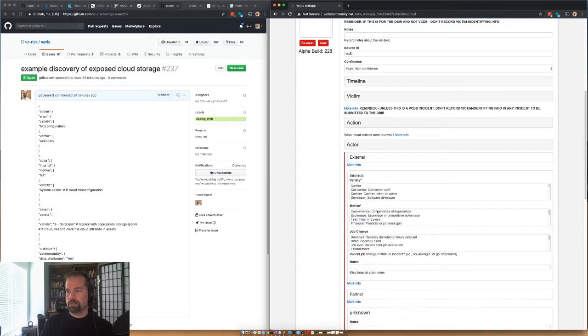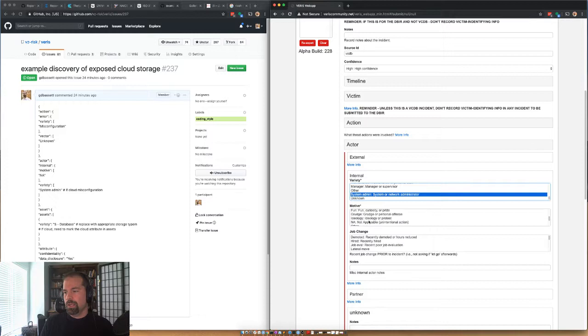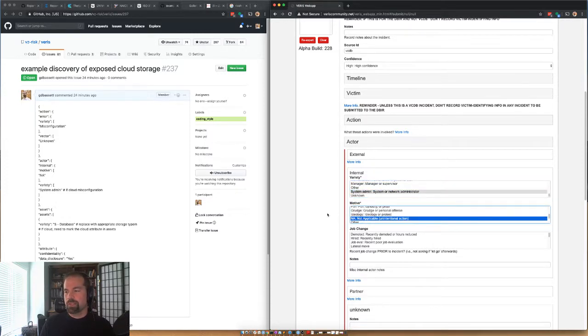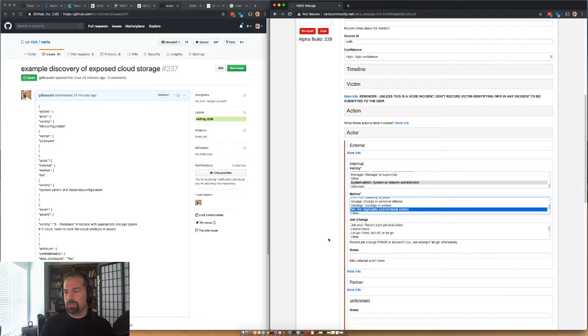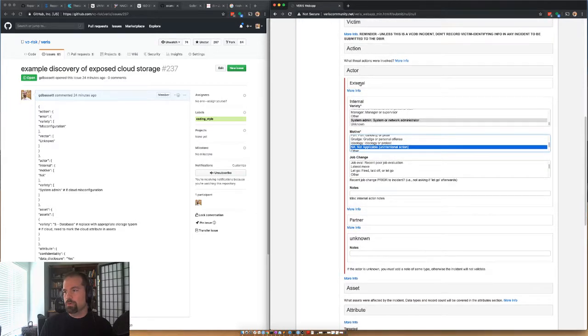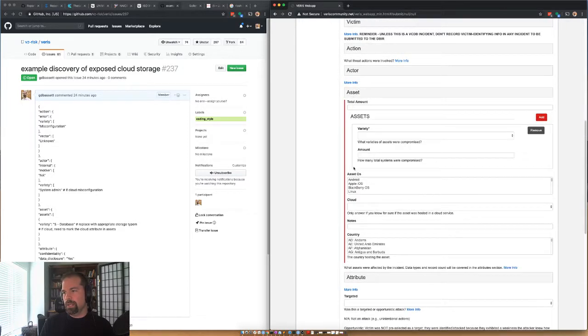The actor is internal, and because this was the configuration of an IT asset, we're going to mark the actor as a system administrator, so whoever runs that database. And there is no motive. It was unintentional. They didn't mean to do this. They fixed it as soon as they knew about it. And we need to have an NA for job change, but for now we're just going to leave it empty. So we can close down the actor, and now the asset.